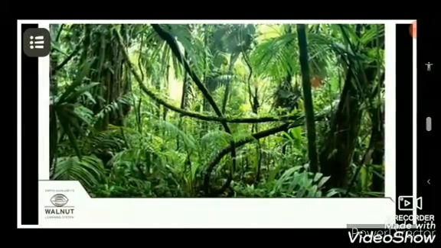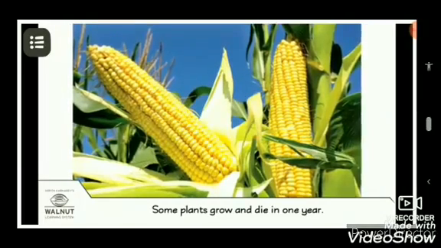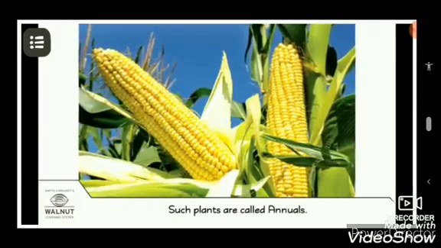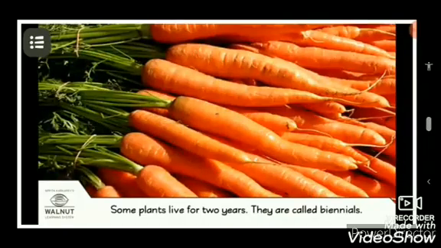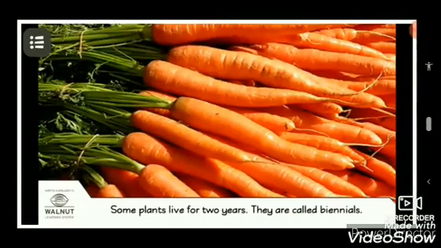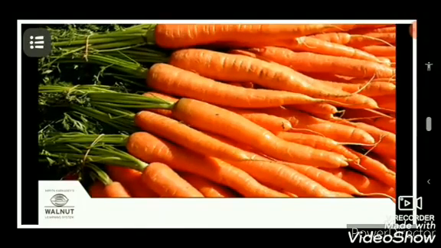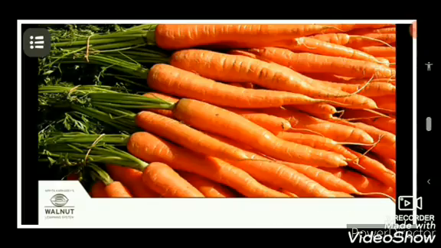Different types of plants have different lifespans. Some plants grow and die in 1 year. Such plants are called annual plants. Some plants live for 2 years. They are called biennial. Biennials grow in the first season and bear fruit and flower in the second season.